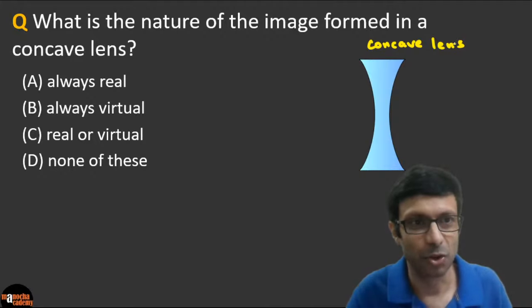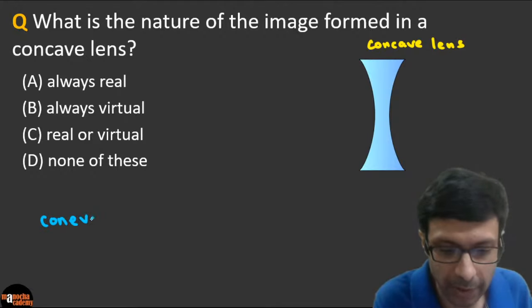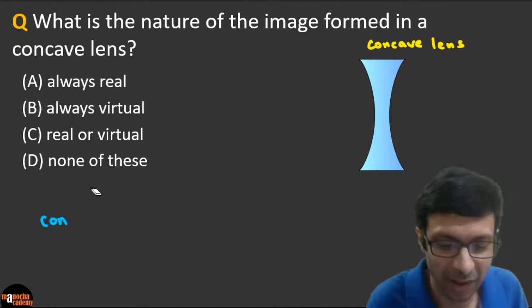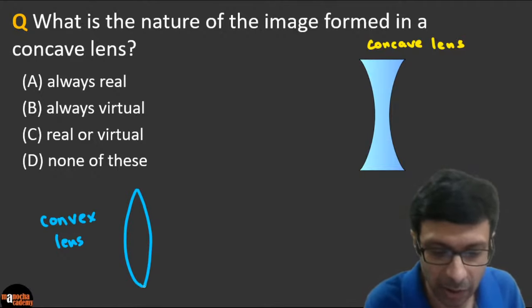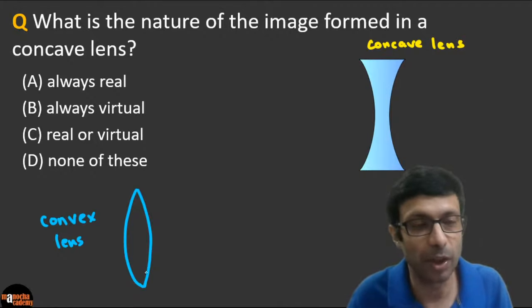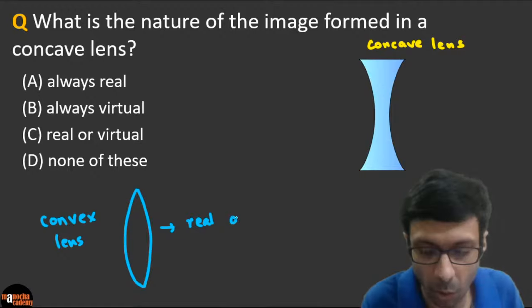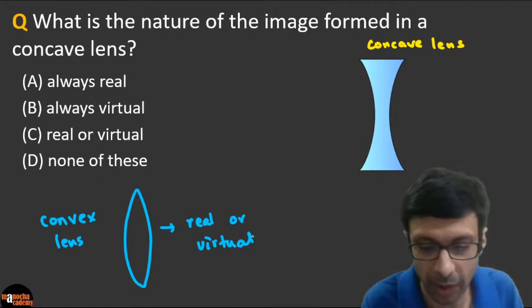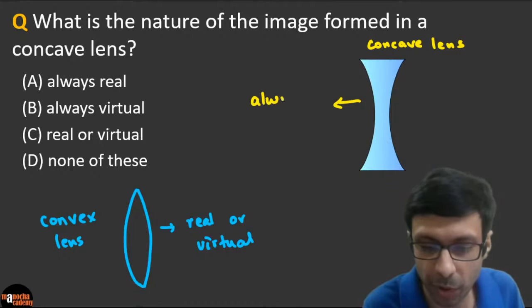Okay. So, you guys know a convex lens, which looks something like this. A convex lens is the opposite, right? It's thicker in the center and thinner at the edges. This guy can cause all types of images. It can produce a real image or a virtual image. So a convex lens can produce real or virtual. But a concave lens always produces a virtual image.